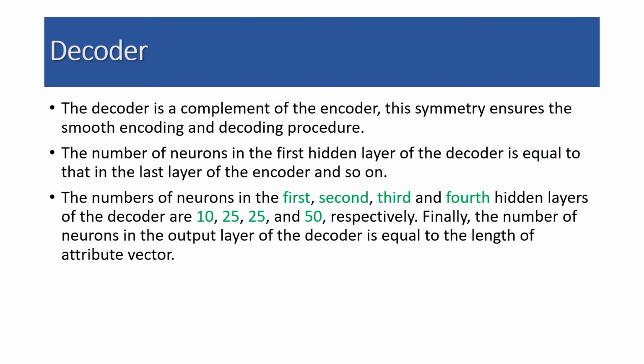The decoder is a complement of the encoder. This symmetry ensures a smooth encoding and decoding procedure. The number of neurons, therefore, in the first hidden layer of the decoder is equal to the last layer of the encoder, and so on. The number of neurons in the first, second, third, and fourth layers of the decoder are 10, 25, 25, and 50 respectively. Finally, the number of neurons in the output layer of the decoder is equal to the length of the attribute vector.